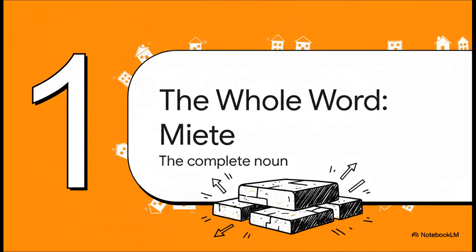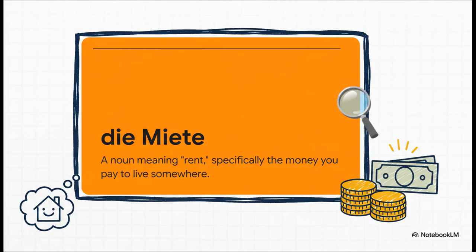So first up, let's start with the one that can stand all on its own, die Miete. Just think of this one as our foundation, the complete whole word. The most important thing to get here is that Miete is a full-blown noun. Think of it like a solid, complete block. It refers to one very specific thing, the actual money you hand over to your landlord every month. It's the what you pay.